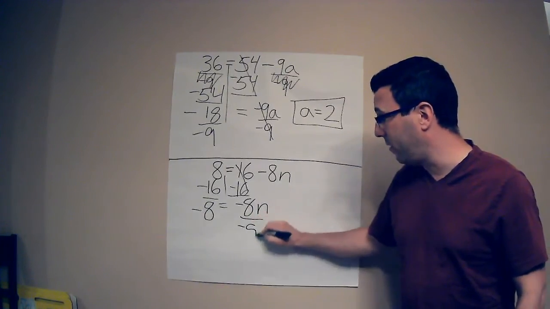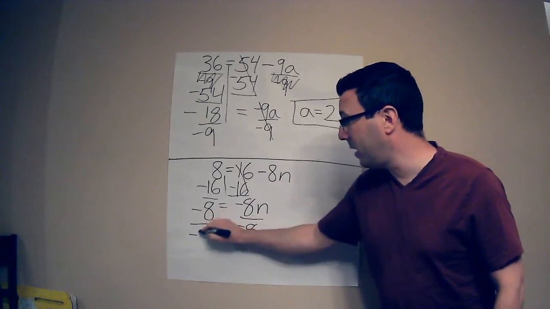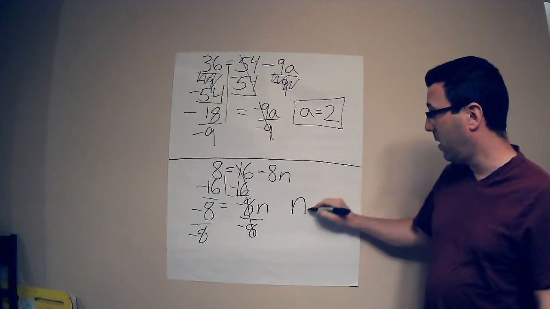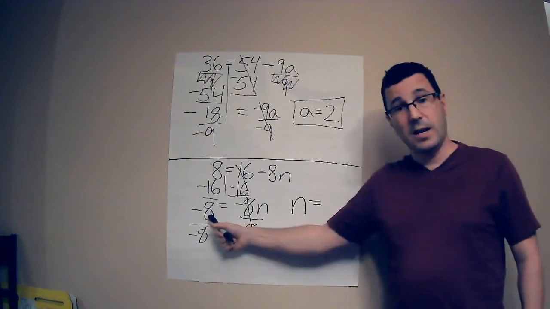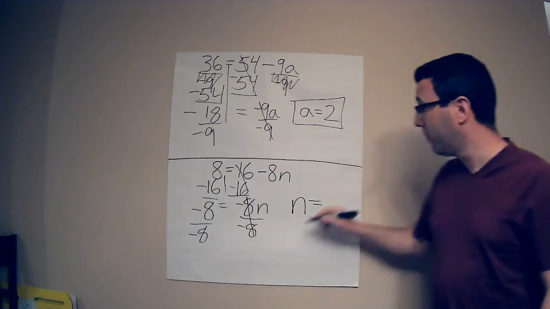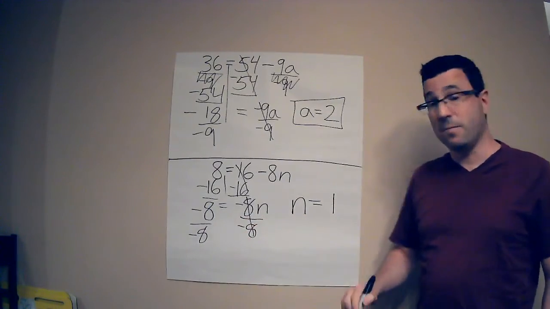Divide by negative 8 on this side, divide by negative 8 on that side. These two cancel out. I'm left with n, and a negative 8 divided by a negative 8, I have the same number on top and bottom, gives me a 1.